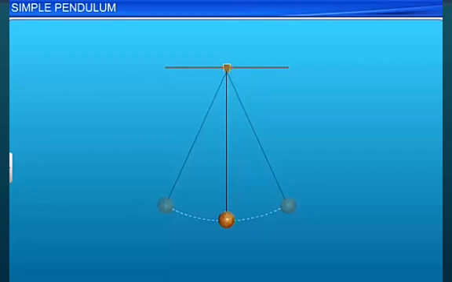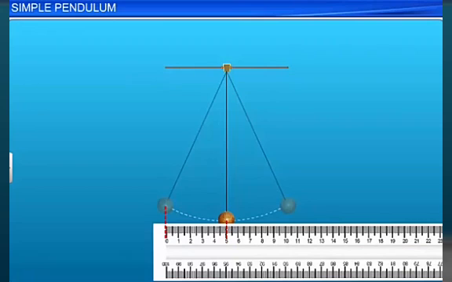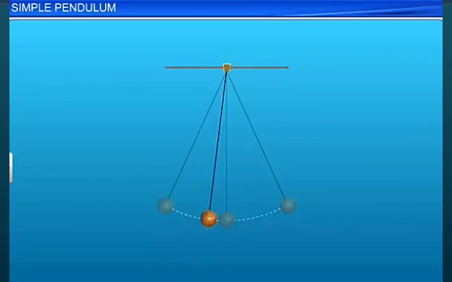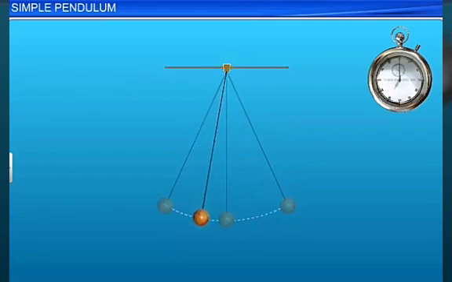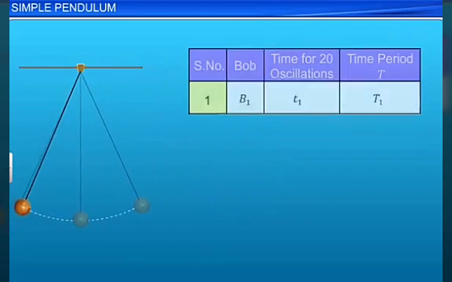Choose any amplitude, say 5 cm, and pull the bob to a side. Now release the bob and make it oscillate. Start the stopwatch when the bob is at one of its extreme positions. Count 20 oscillations and stop the stopwatch. Note the time taken for 20 oscillations. Calculate the time taken for one oscillation, which gives the time period of the pendulum.